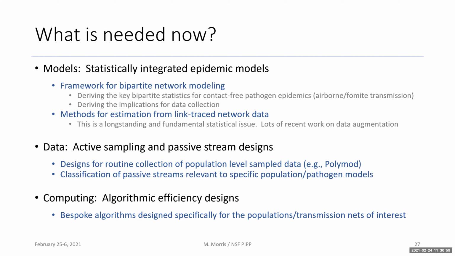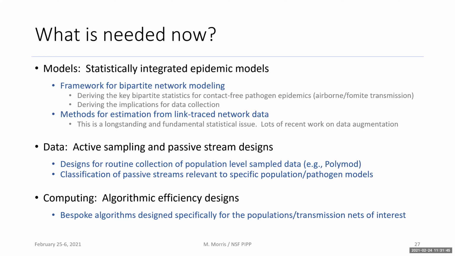So the models, I would say, the statistically integrated epidemic models are very useful for policy response modeling. What we really need that we don't have is a strong framework for bipartite network modeling. These are the models we need for contact-free pathogen epidemics, airborne and fomite transmission. We don't have the same understanding that we've developed in these micro models for the key bipartite statistics that we need to represent effectively the structure of a bipartite network that matters. Once we do, that will derive some implications for data collection.